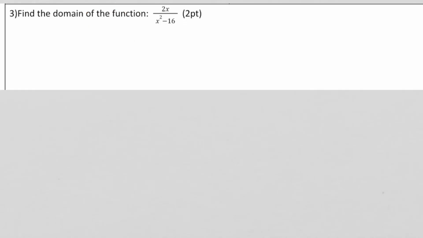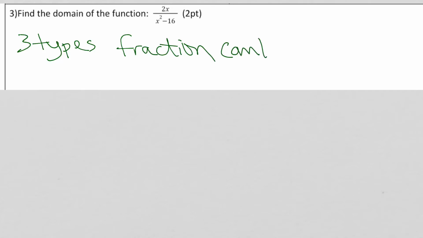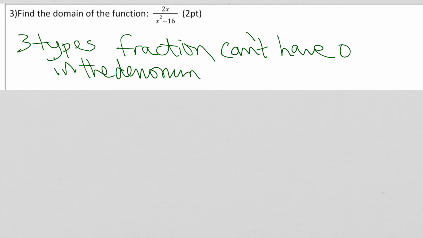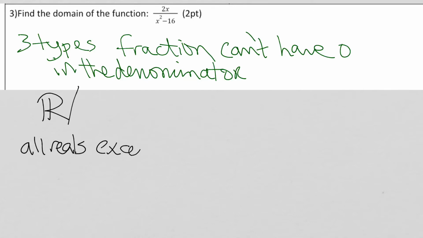Let's move on to number 3 now. We are finding the domain of a function. Remember, there were 3 types. This is the one that's the fraction type, and we can't have 0 in the denominator. So we want to know what will make 0 in the denominator. We could have everything else, any real numbers, all reals, except what can't we have?